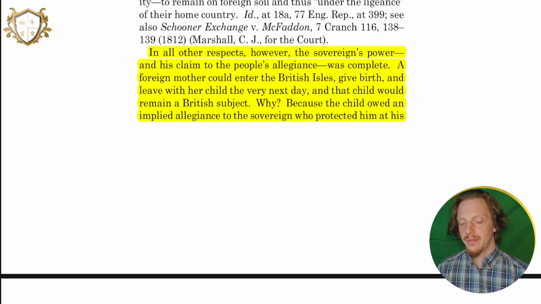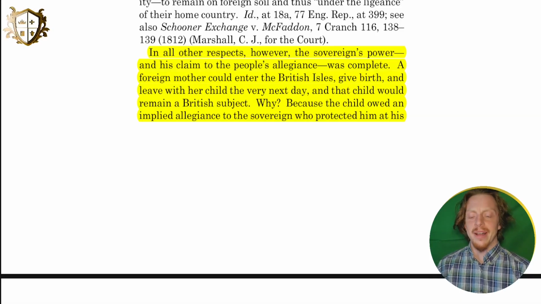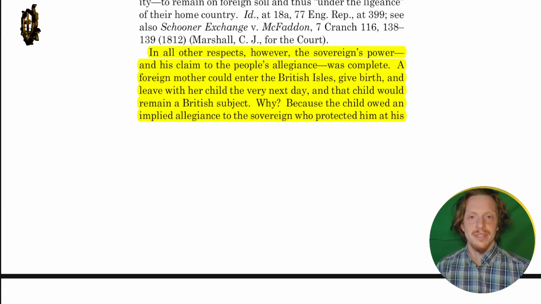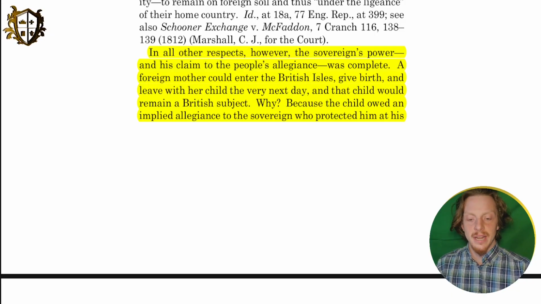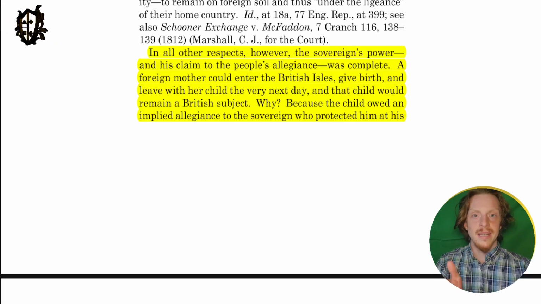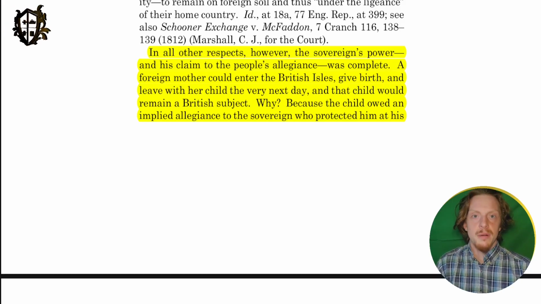In all other respects, however, the sovereign's power and his claim to the people's allegiance was complete. Exactly, like a slave. A foreign mother, so wouldn't you find that ironic? They try to defame Dred Scott for dealing with property and the correct placement of the title of property, but then are hailing this idea of jus soli, which was intended and created for the sole purpose of growing the king's influence in number of subjects, i.e. slaves. And they were his subjects until he decided otherwise, because they owed allegiance to him for protecting their lives whenever they couldn't protect it themselves.